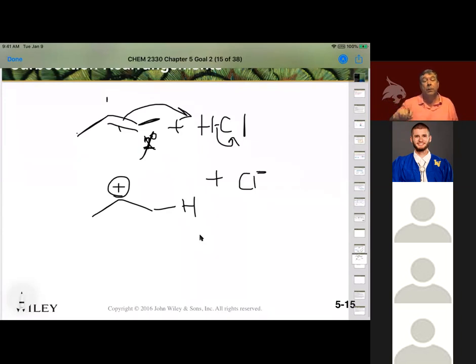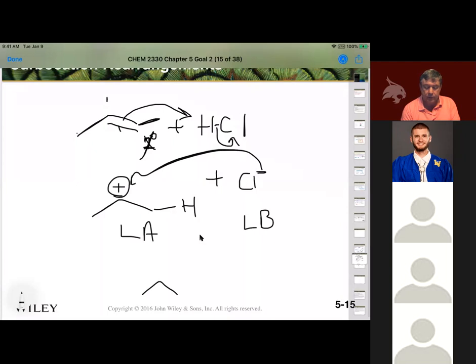When we did that, we generated our carbocation. Now we have a Lewis acid reacting with a Lewis base to form a new carbon-chlorine bond. Leave that hydrogen there and give you your chlorine here. So now we have a new sigma bond created, and that's pattern number 3. Okay? So that's the simplest form of that.